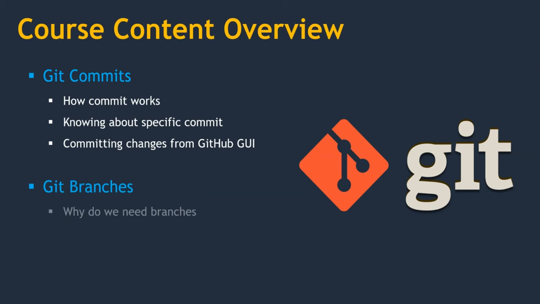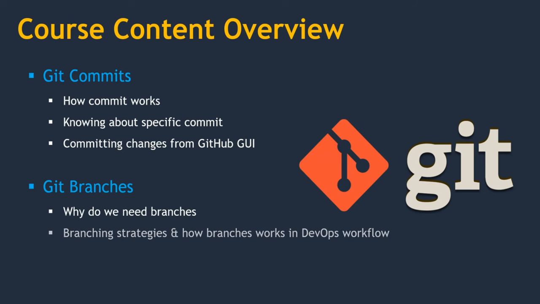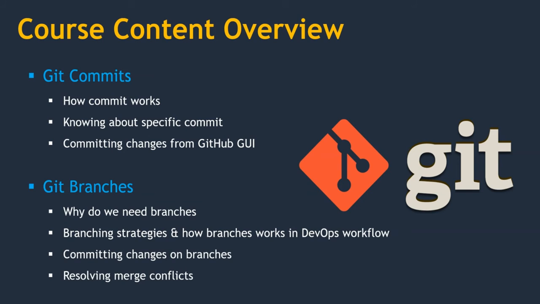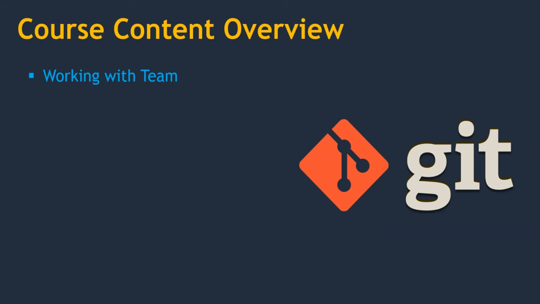Next, Git branches. Why do we need branches? Branching strategies and how branches work in the DevOps workflow. Committing changes on branches. Resolving merge conflicts. These we talk in the Git branches module.